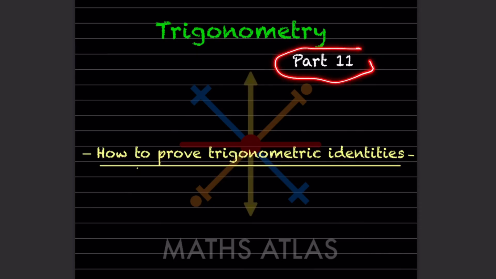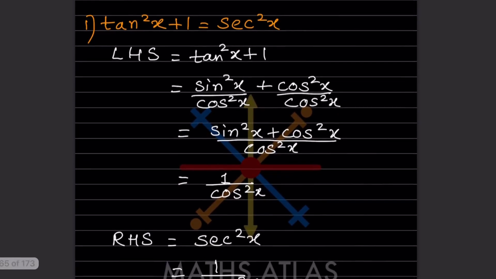So today we are going to do part 11 of the topic trigonometry. In this one we are going to see how to prove the trigonometric identities. So now let us start here.